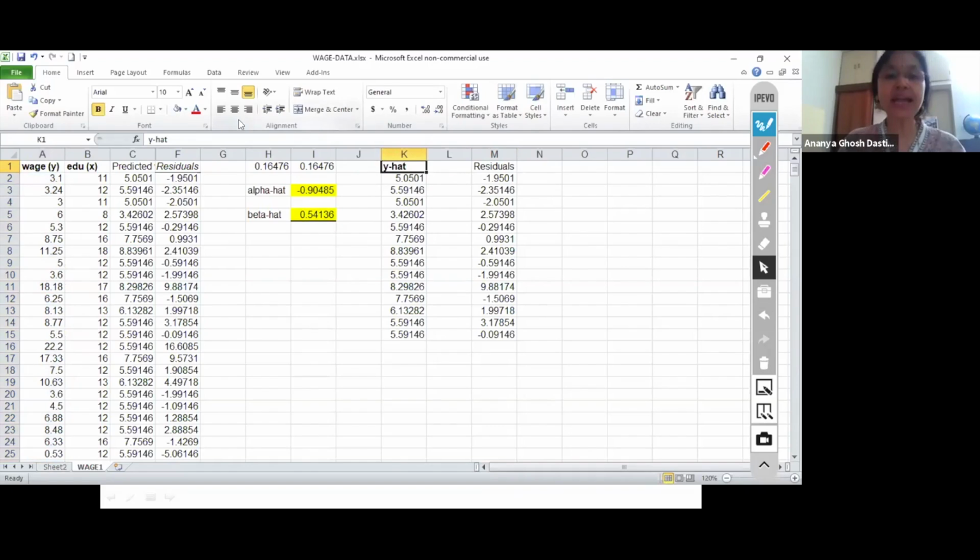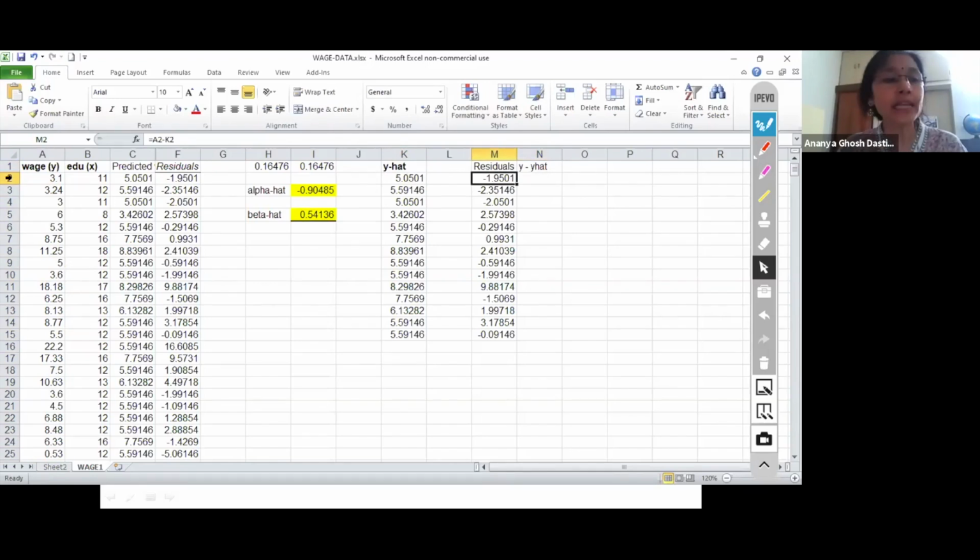So what is Y hat? Y hat is nothing but the predicted values. Just like this is alpha hat, this is beta hat, these are the estimates, similarly Y hat are the estimated or the predicted wages that you get out of your model. Is this clear? Okay. Now, what are the residuals? The residuals are nothing but Y minus Y hat.